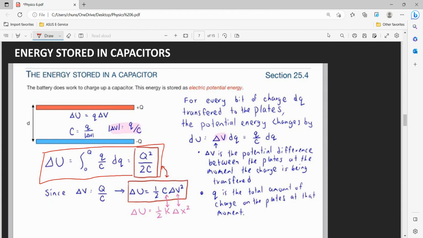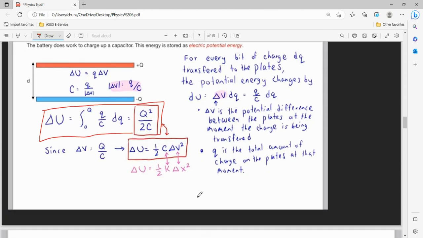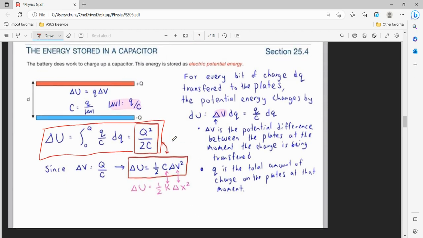And when we simplify it down further, we realize this looks a lot like our spring kinetic energy. So yeah, we're going to be using this equation to find energy stored in a capacitor using our potential difference between the plates and the total amount of Q that is on the plates in that moment that is stored.